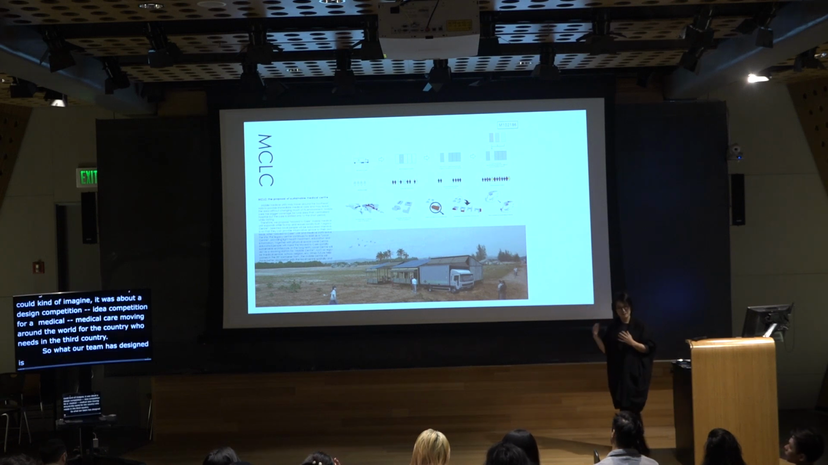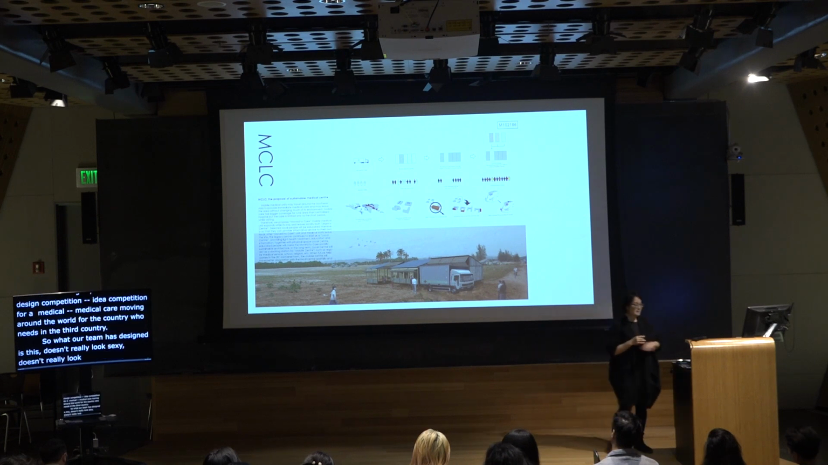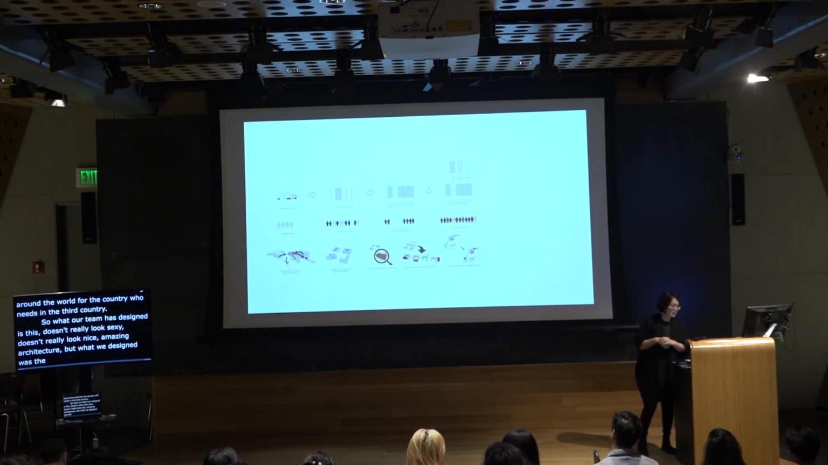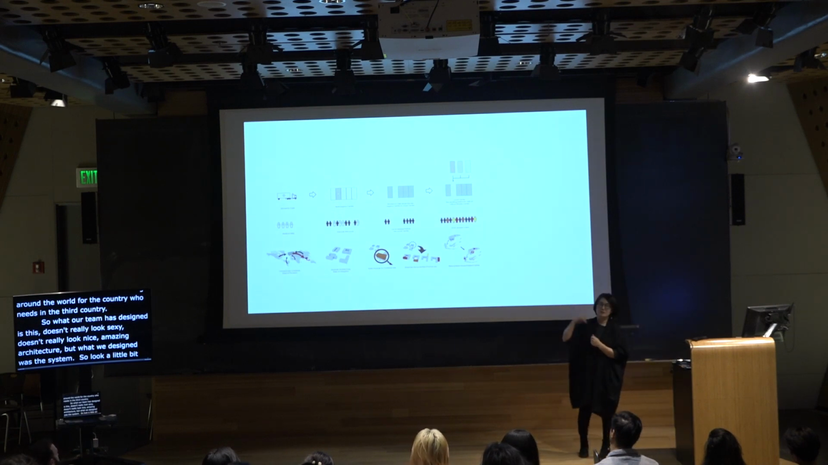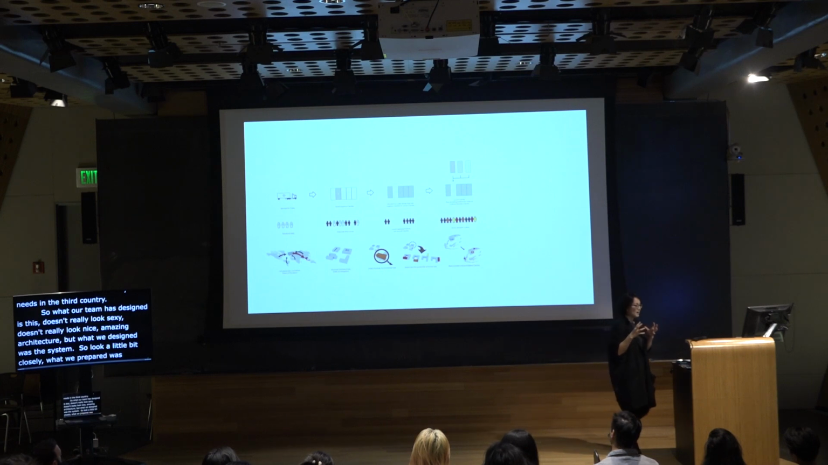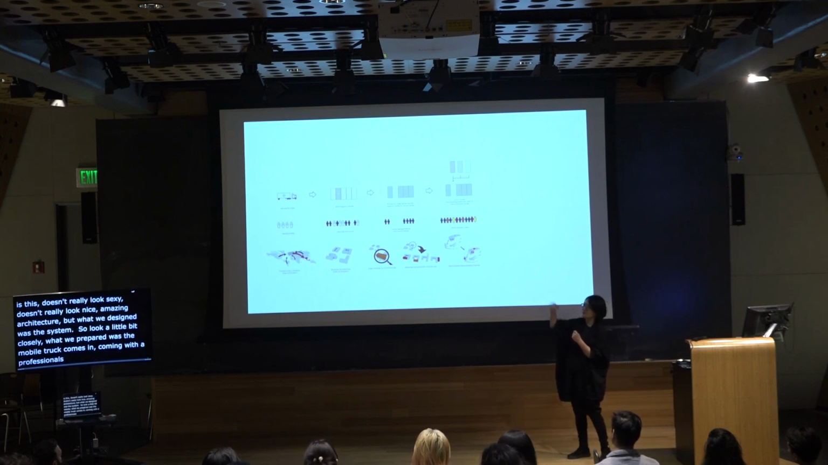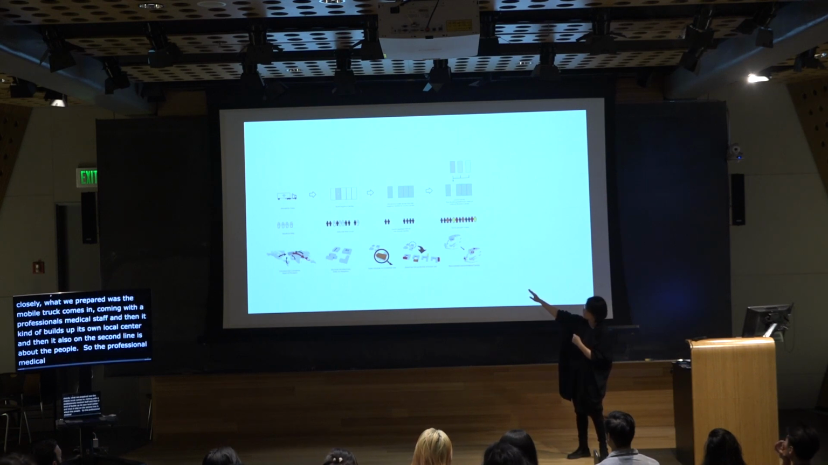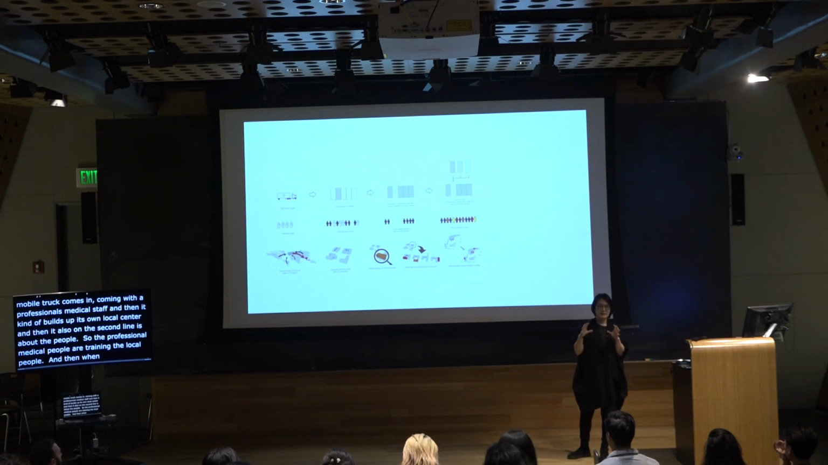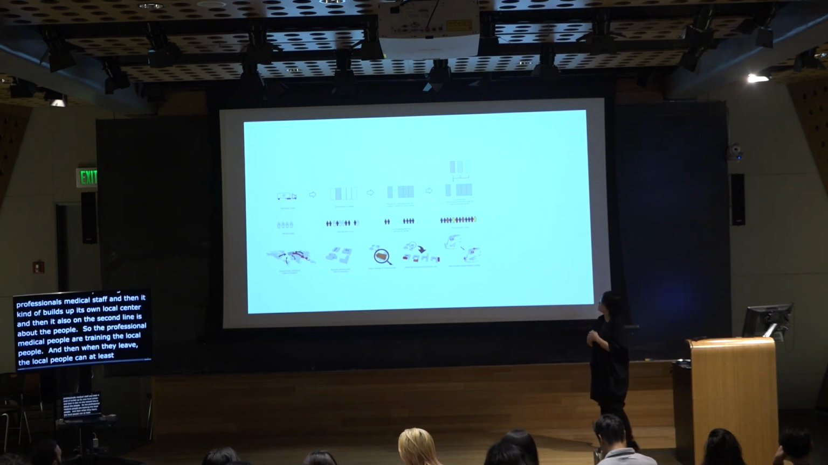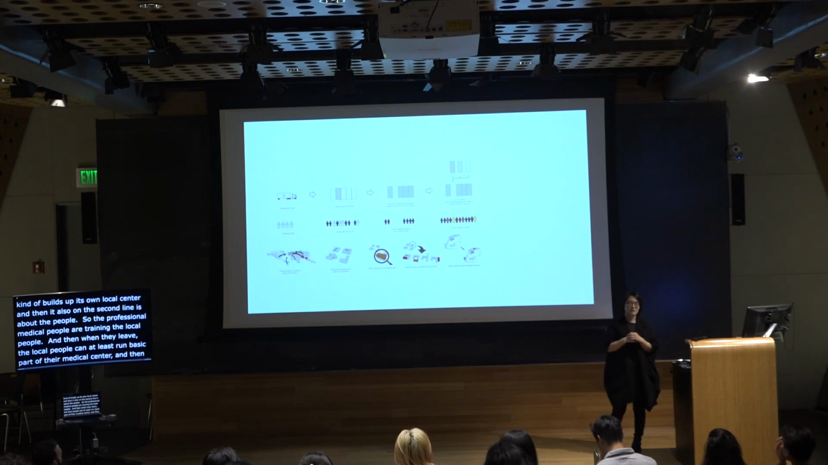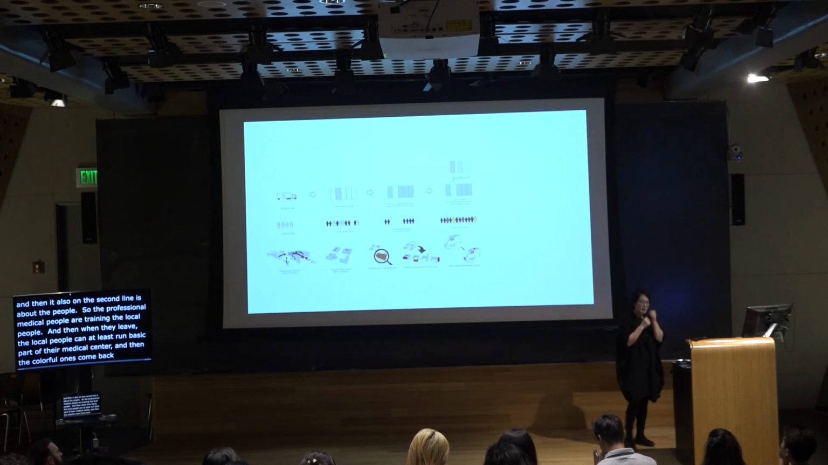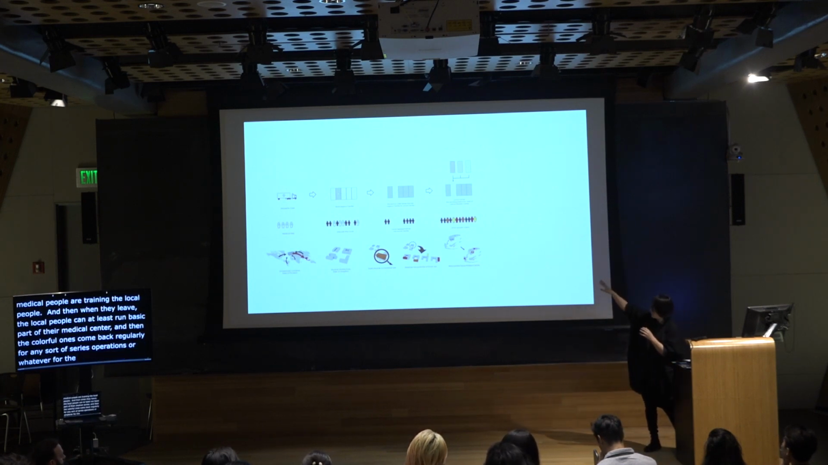It doesn't really look sexy or like amazing architecture, but what we designed was the system. If we look a little more closely, what we proposed was that a mobile truck comes in with professional medical staff and builds up its own local center. The second line is about the people: the professional medical people train the local people, and when they leave, the local people can at least run a basic part of the medical center. And the colorful ones come back regularly for any serious operations. So that's where our colorful people are.